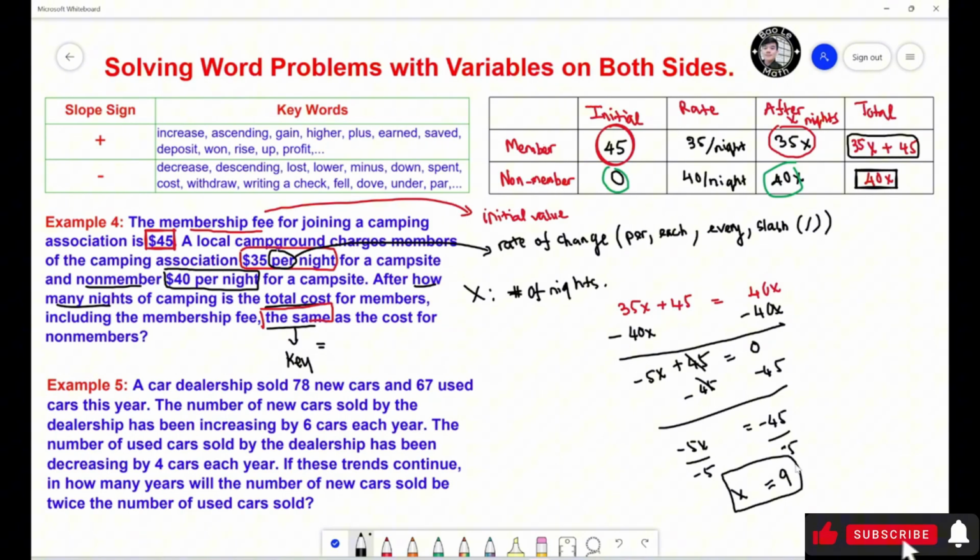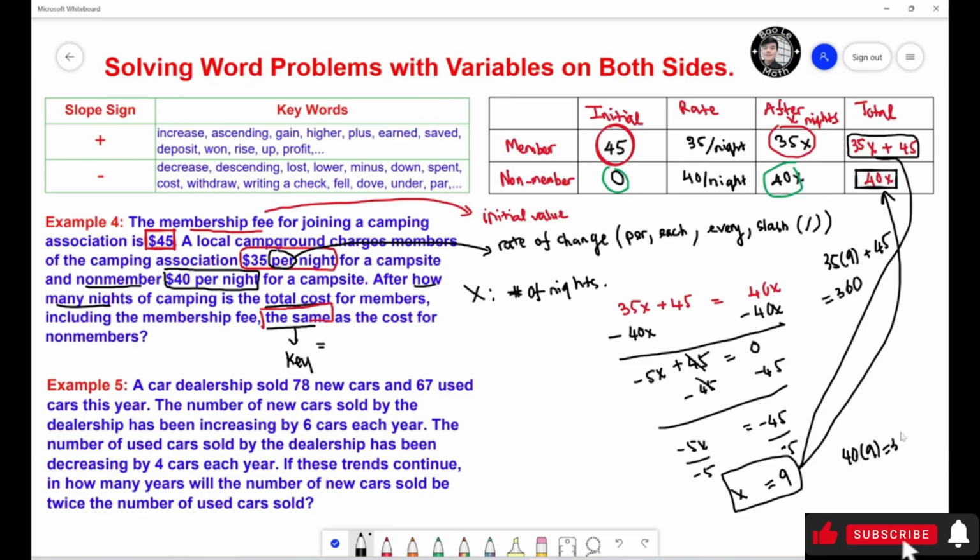Okay. Now we're going to check to see if it's right. So we substitute S equals 9 over here. We have 35 times 9 plus 45, which is going to be equal to $360. Now substitute S equals 9 over here. We have 40 times 9 equals 360. Alright, so 9 is the right answer.